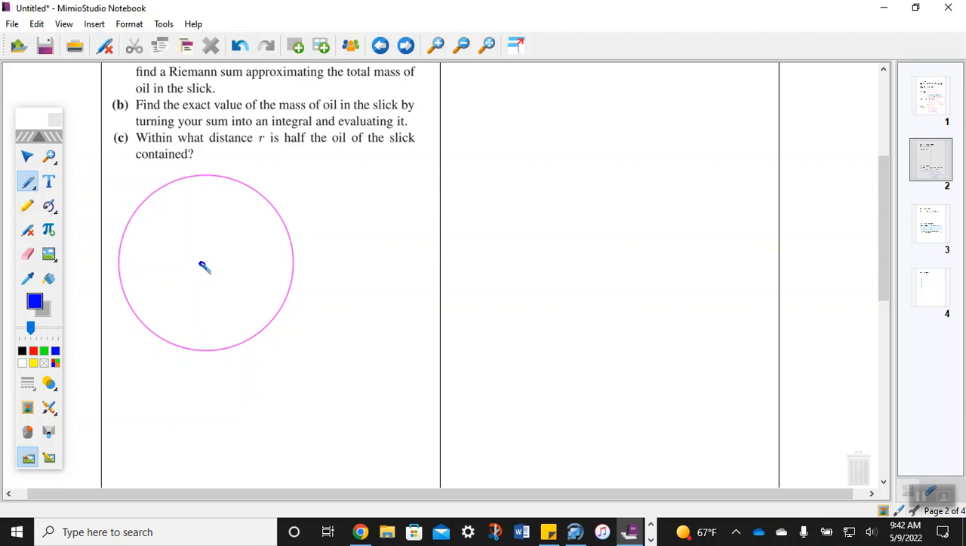Now, it says write a Riemann sum approximating the total mass of the oil slick. No problem. In this case, our density would be defined as the total mass of the oil spilled divided by, not volume this time, but a flat surface, mass over what?